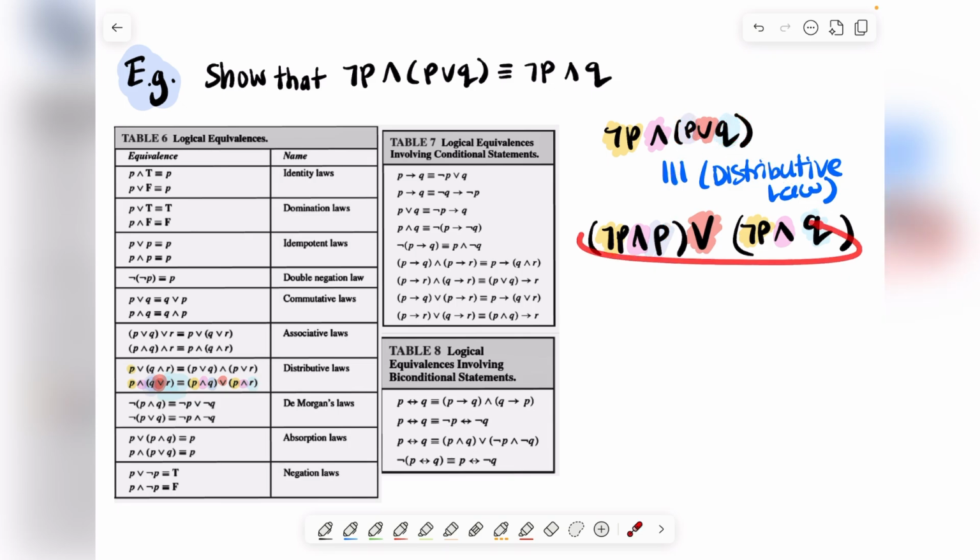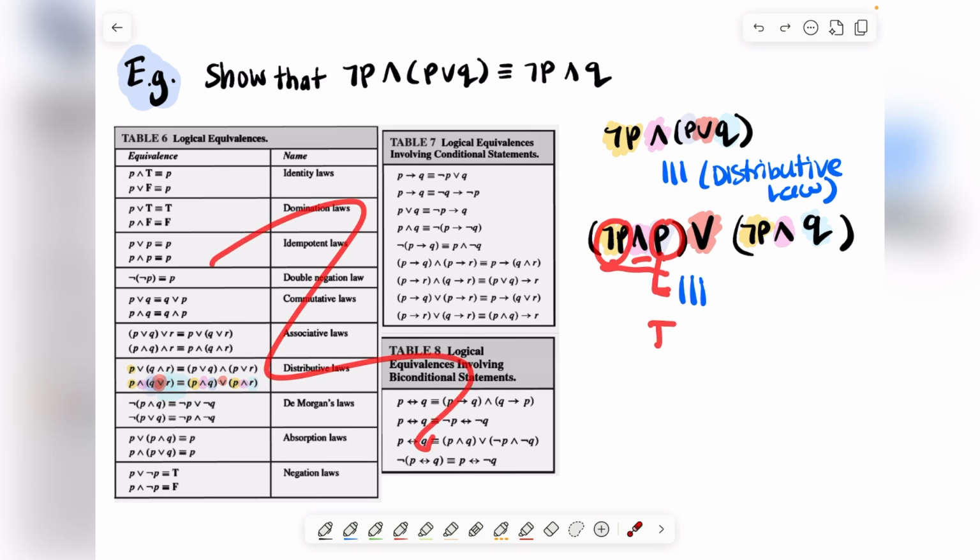But the problem is this still does not look like this, so we have to keep going. What is this equivalent to? Well, look inside the parentheses. Here we have not P and P. So intuitively, if you have something that's true and the opposite of that, so false, and you know an and is only going to give you true if this and this are true, otherwise it's going to give you false. Well, both of these are not true, so it's going to give you false. So you know that this is always going to give you false.